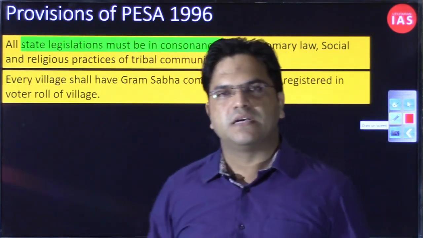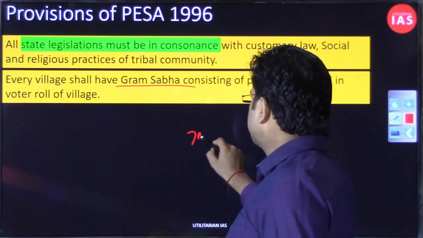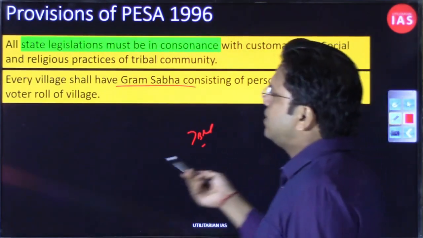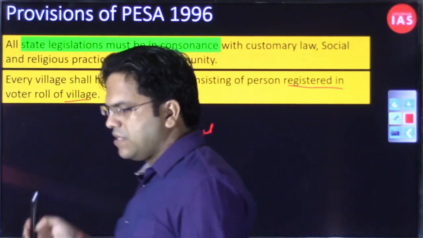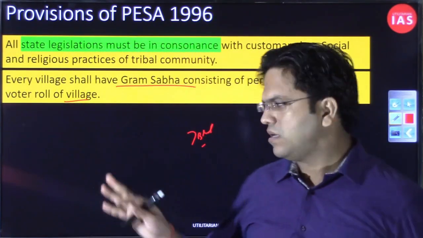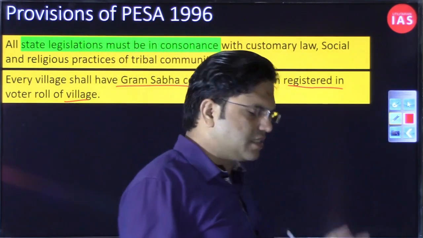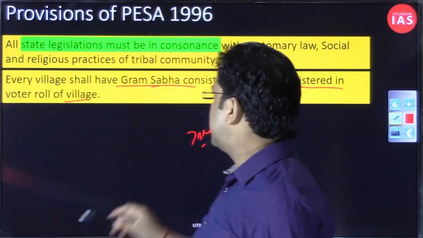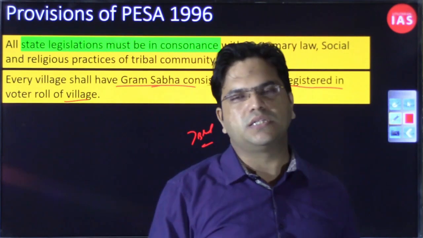The second provision is that every village shall have a Gram Sabha. That is the provision of the 73rd Constitutional Amendment. Every village shall have a Gram Sabha consisting of persons registered in the voter roll of that village. Here the village it is talking about is a village belonging to the tribal community in that particular state. So all the villages which are resided in by this tribal community will be registered as a Gram Sabha. And who will be the members of this Gram Sabha? The similar provision that we had in the 73rd: all the members who are above 18 years and hold a voter ID card. So these are the two provisions.